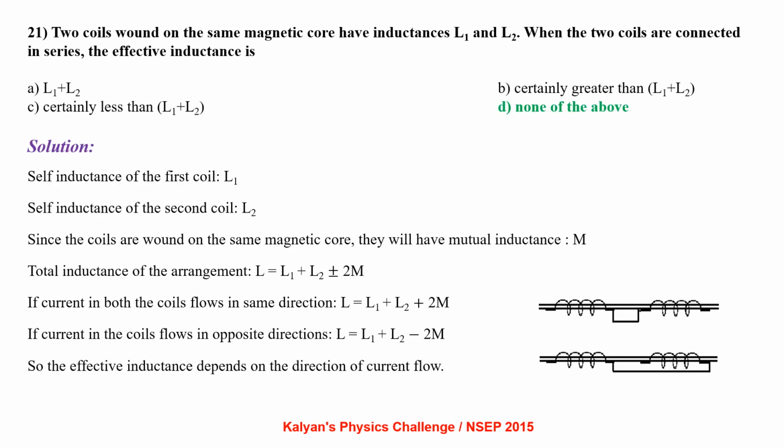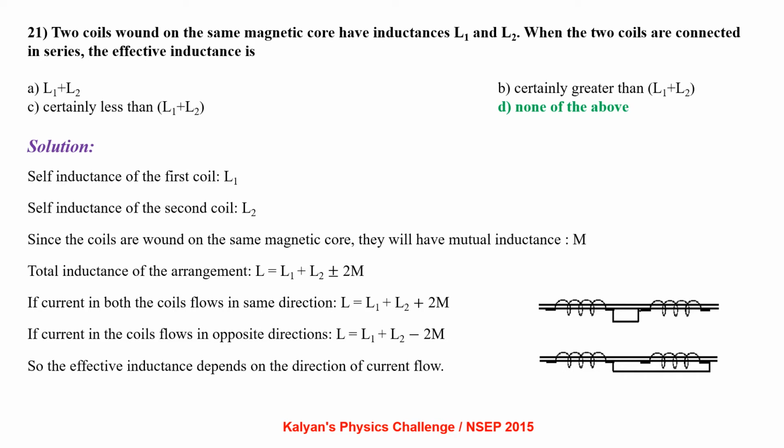Two coils wound on the same magnetic core have inductances L1 and L2. When the two coils are connected in series, the effective inductance is: self-inductance of the first coil is L1 and that of the second coil is L2. Since the coils are wound on the same magnetic core, they will have mutual inductance of M.